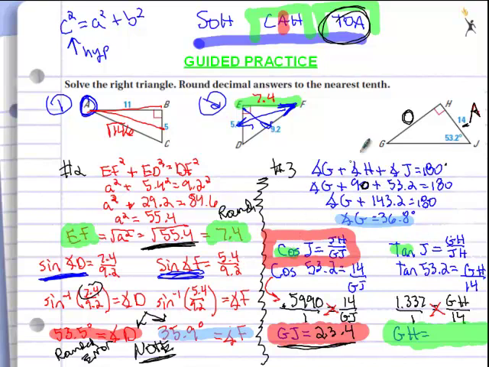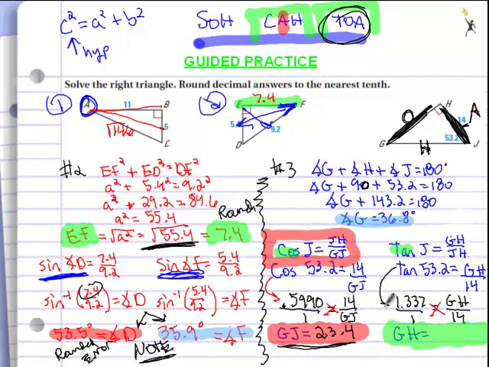Just like the cosine function, I was given the adjacent. I wanted to solve for the hypotenuse, so I had to use cosine because it uses both the adjacent and hypotenuse. Now the tangent function, I'm trying to solve for the opposite side, but I'm given the adjacent side. Opposite and adjacent, that's tangent. So again, I wrote the tangent of angle J equals GH over HJ. GH over JH. Then I substituted angle J in, which is 53.2, and I substituted JH in, which is 14. Didn't change anything. My ratio is still the same. All I did was just substitute numbers in.